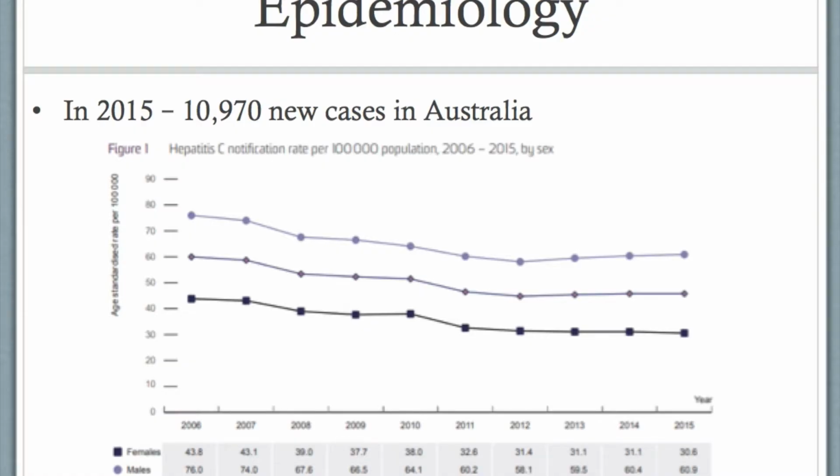Now, before we get too overwhelmed with different types of hepatitis, let's just focus on hepatitis C to wrap our heads around how this virus works. First off, how many people and what group specifically does this virus impact? Well, a 2015 study found there were 10,790 new cases in Australia, of which 66% were accounted for by males.